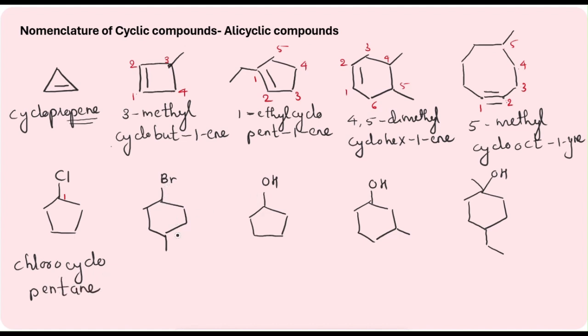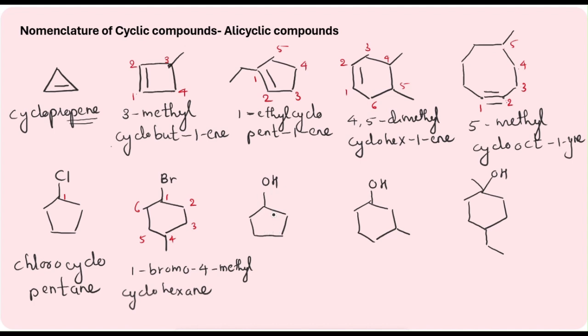Now, bromine and methyl are the substituents. In this case, bromine is a functional group and methyl is just an alkyl group. Therefore, you can call this 1-bromo, alphabetical order, 4-methyl, and there are 6 carbons, hence cyclohexane.